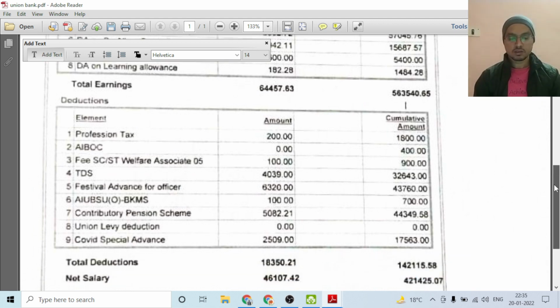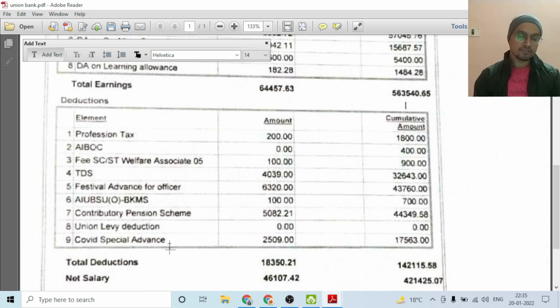Then AUBSU, a 100 rupees contribution. Contribution to the pension scheme is 5,000. He has also taken another advance from the bank, the COVID special advance, and he is paying 2,500 rupees for it. The total deduction is 18,350 rupees, so his net salary is 46,100 rupees. His deduction is more, that's why his net salary is less.